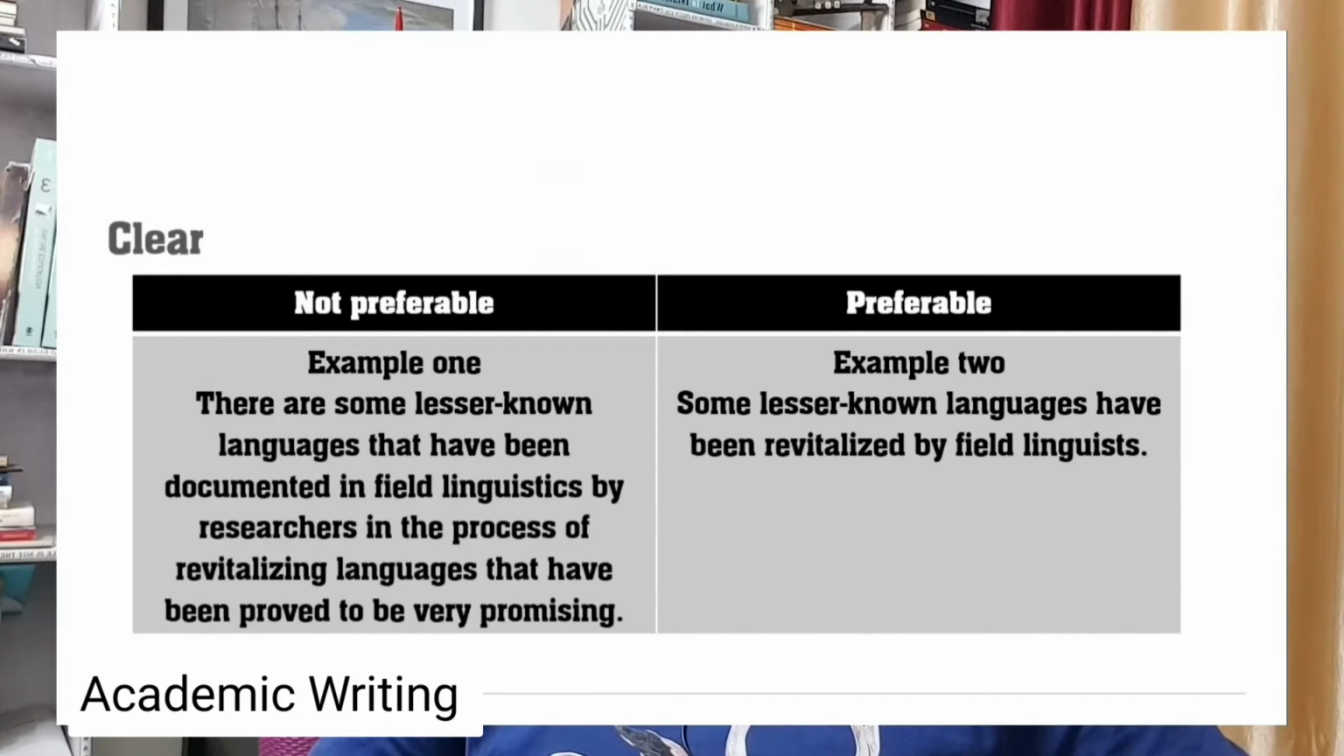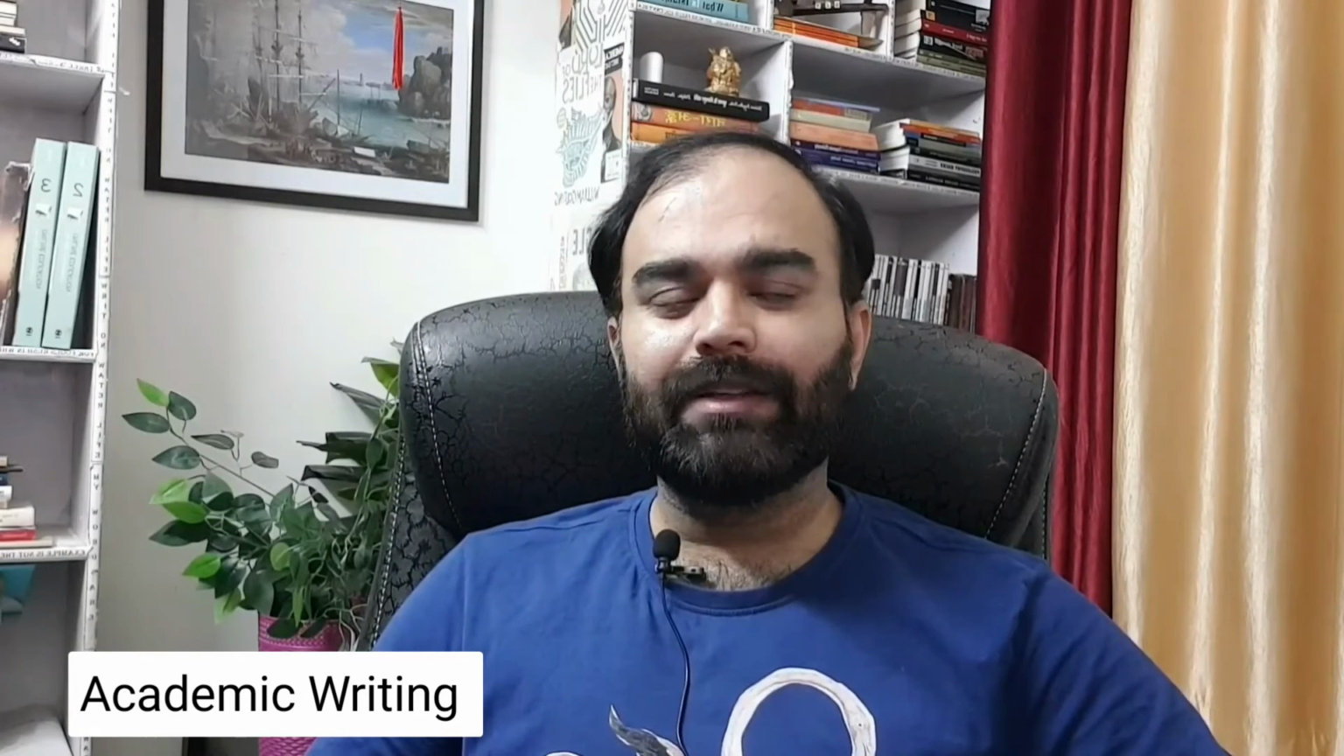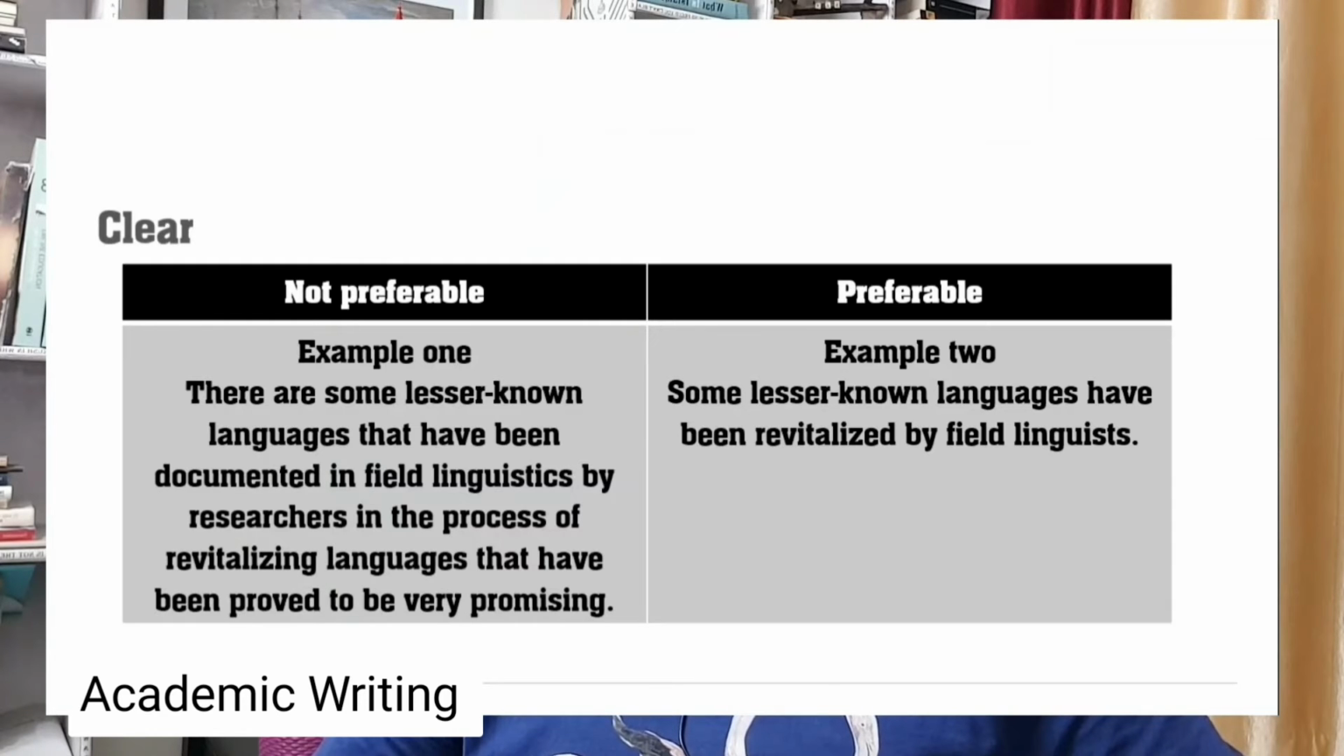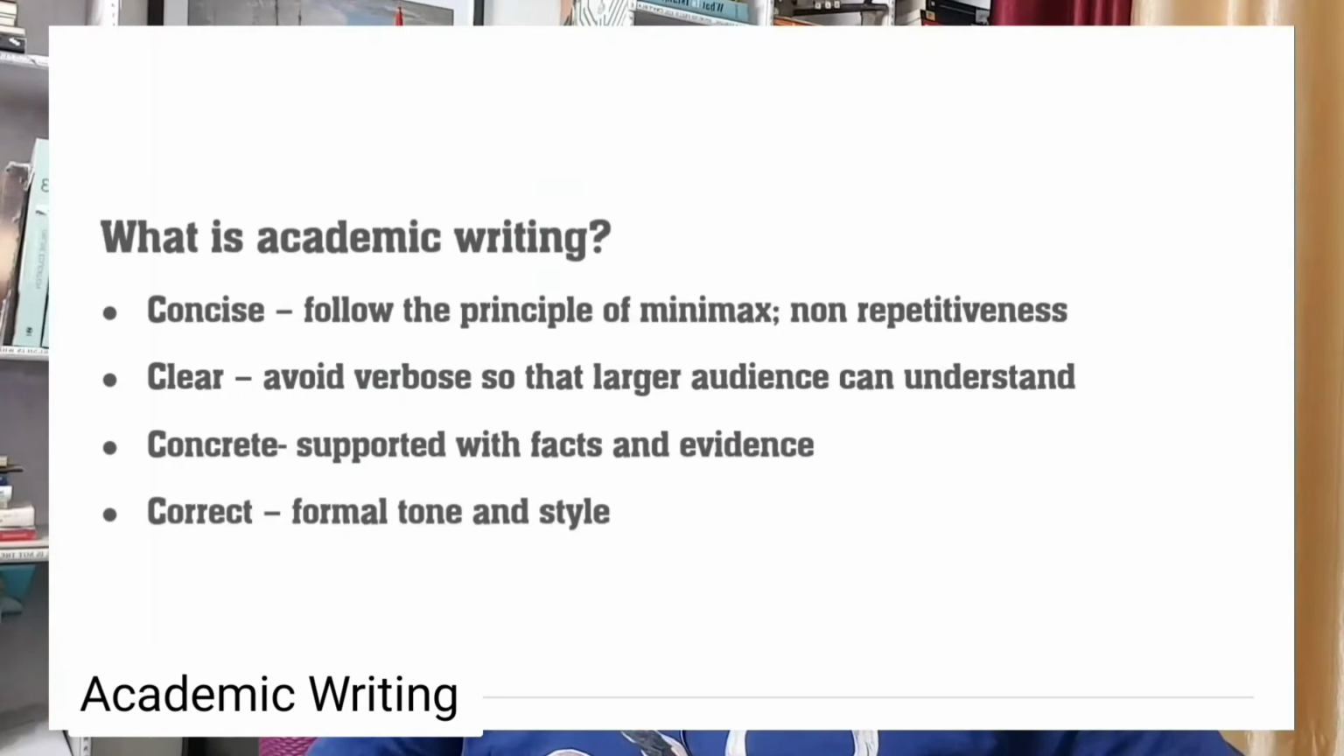As you can see in these examples, example 1 lacks clarity because there are so many clauses. So how can you maintain clarity? Tip number 1, try to use simple sentences. And if the construction is complex, then do not use too many subordinate clauses. Academic writing is concrete. So how can you make your academic writing concrete? Just do not make blank statements and avoid generalization.